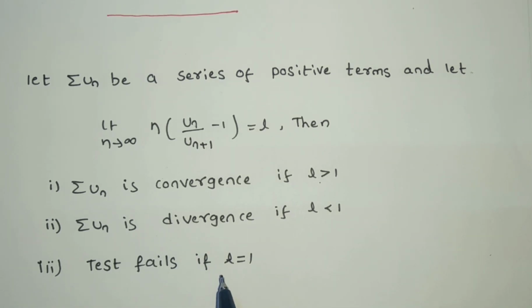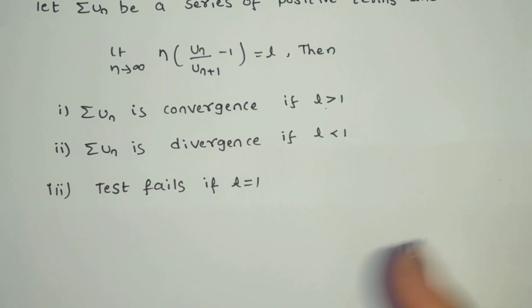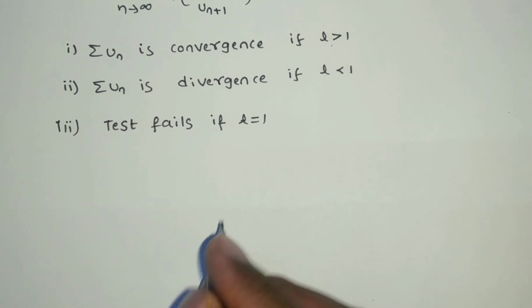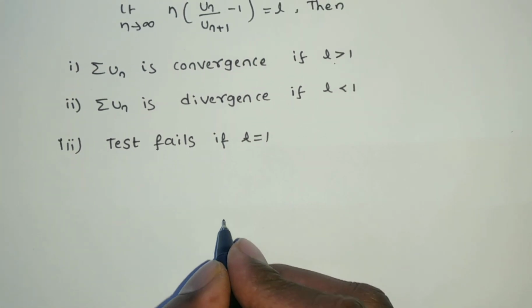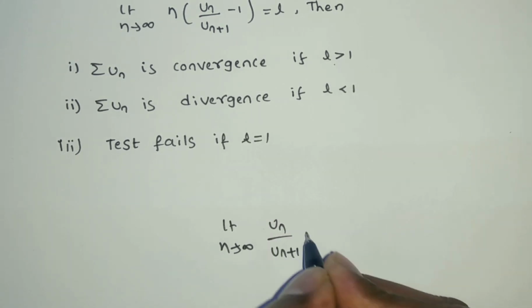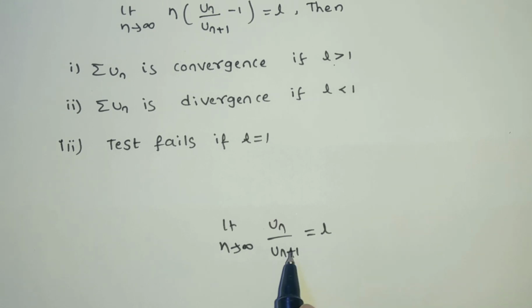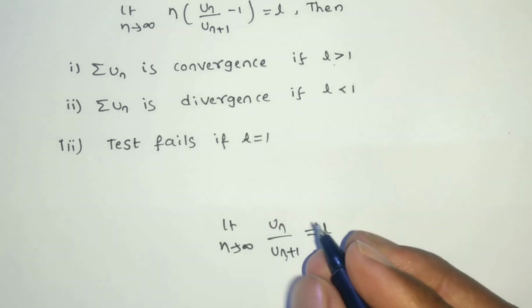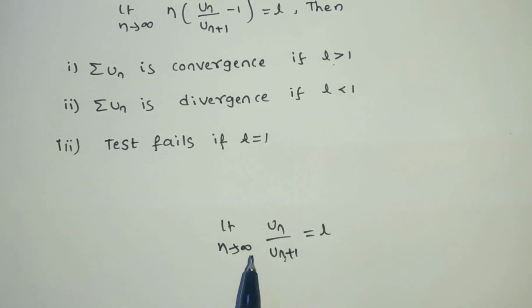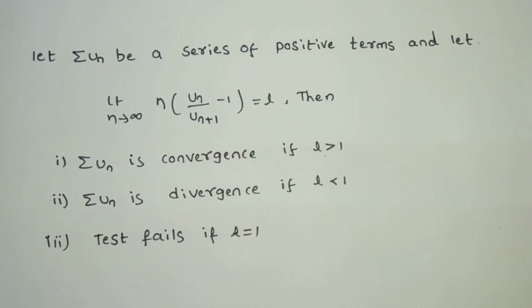So whenever the test fails you can go for the Gauss test. We apply Raabe's test when the ratio test fails. Do you remember the ratio test we have? The ratio test is limit n tends to infinity un by un plus 1 is equal to L. If this L is equal to 1 then the ratio test fails. Whenever L is equal to 1, you take the 1 to the left side and multiply with n. Apply the limit, which gives Raabe's test.